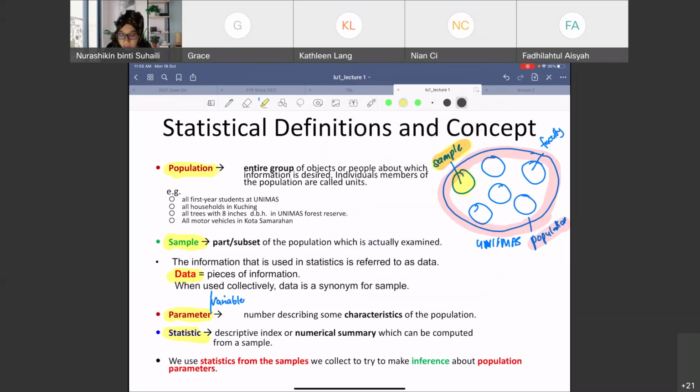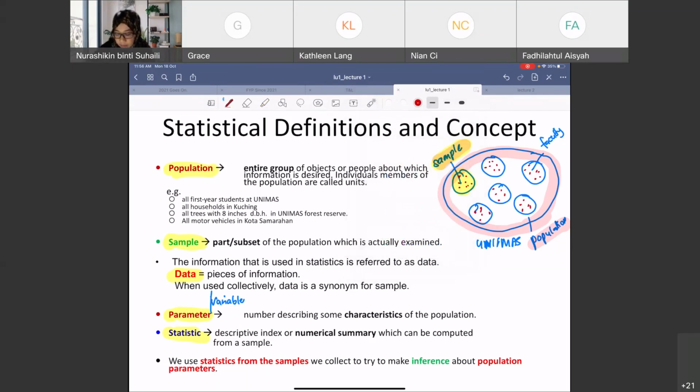Data, when we talk about it, I've mentioned data already. Data are the things that deal with information about the population or information about the sample. It could be information about the sample, or it could be information about the population.